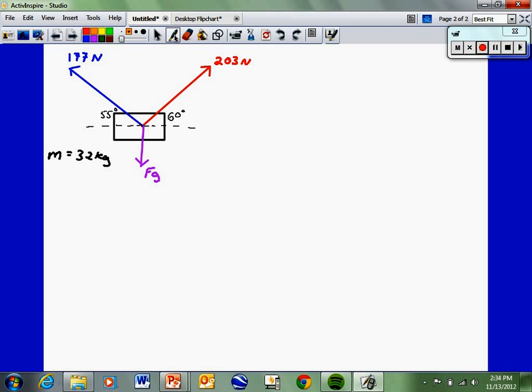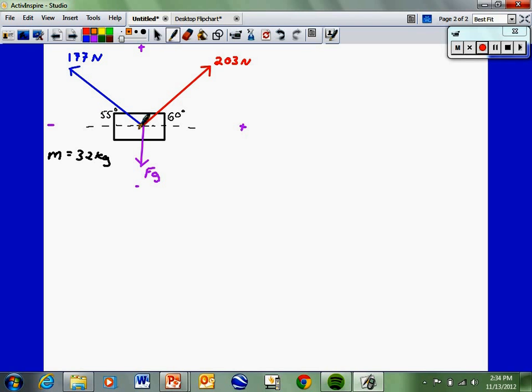We've drawn our picture. Step two, we need to make sure we know our positives and negatives. As per usual, I'm going to say that up is positive, down is negative, to the right is positive, and to the left is negative. Third step, we need to break forces into their components. So we have a force here that's at an angle. We have a force here that's at an angle. We need to break those into their components.